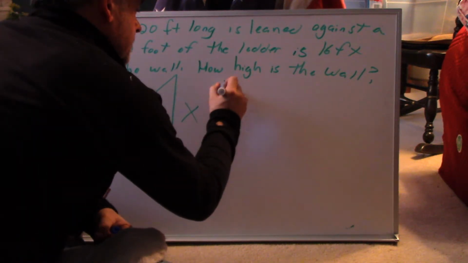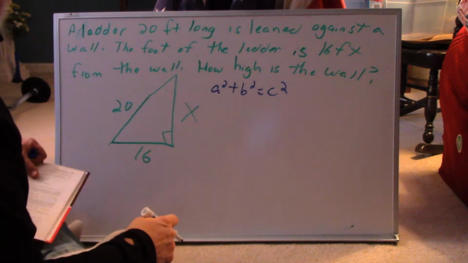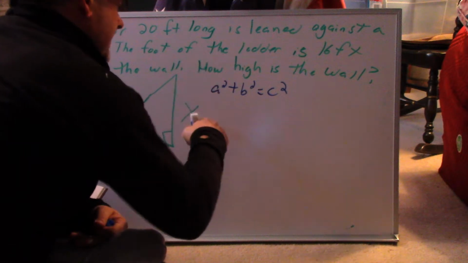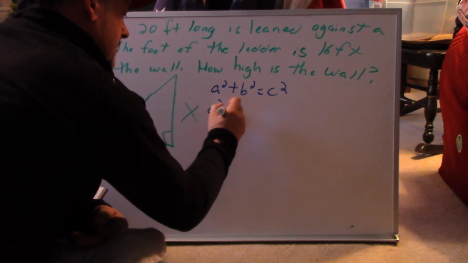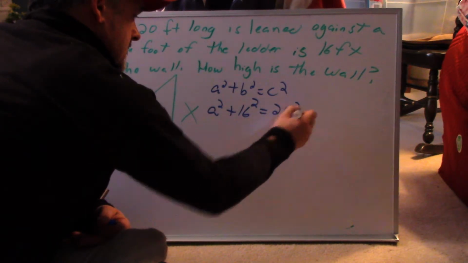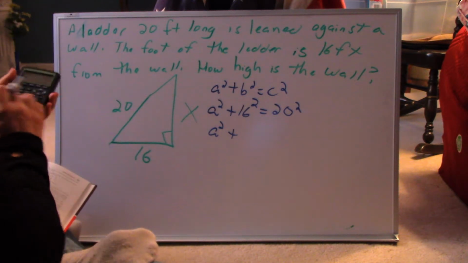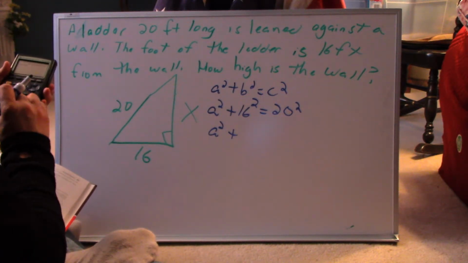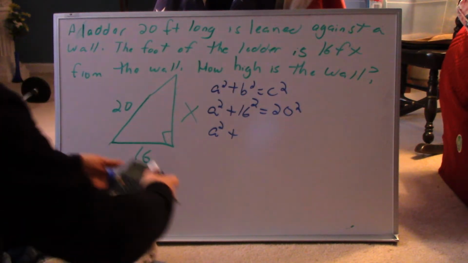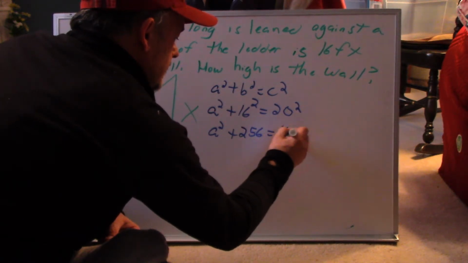a squared plus b squared equals c squared. So now, in this case, I have a leg, I have a hypotenuse, I need another leg. So I'm going to make the a missing this time, because I always do the b. So it doesn't matter. Okay. a squared plus 16 squared. I forgot what that is. 256, and 20 squared is 400.